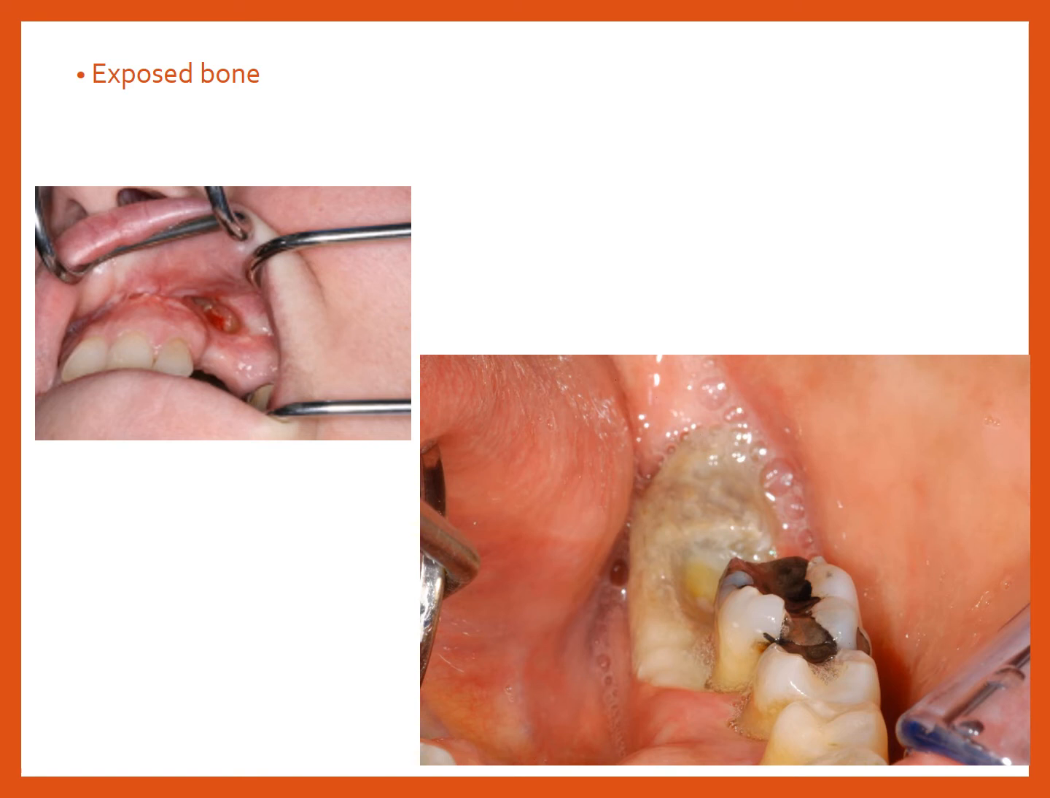So this is how a defect could develop in the bone, and you can see in the image here there is exposed bone, devoid of tissue, superficial alveolar mucosal tissue covering the bone. This exposed bone is extremely painful and is difficult to heal.